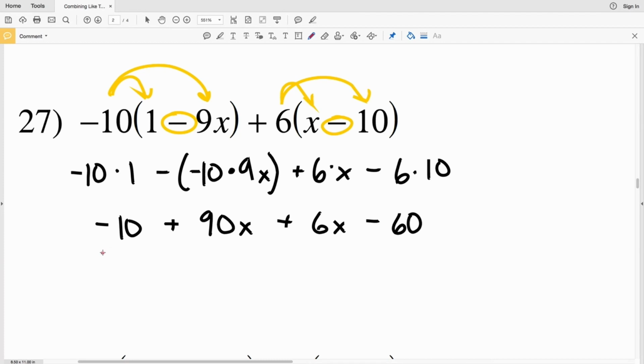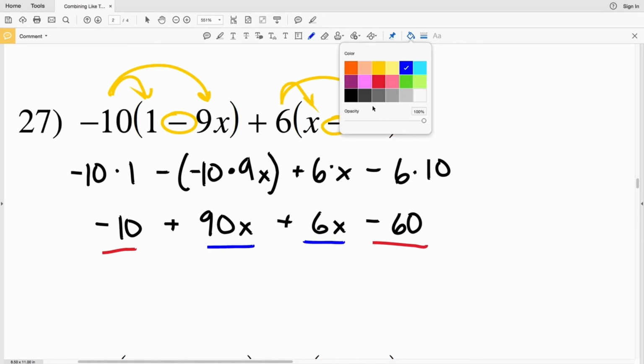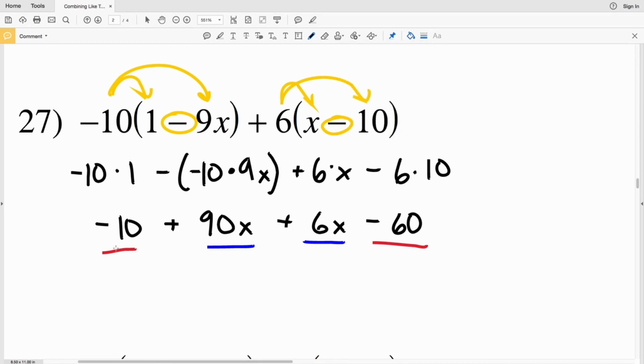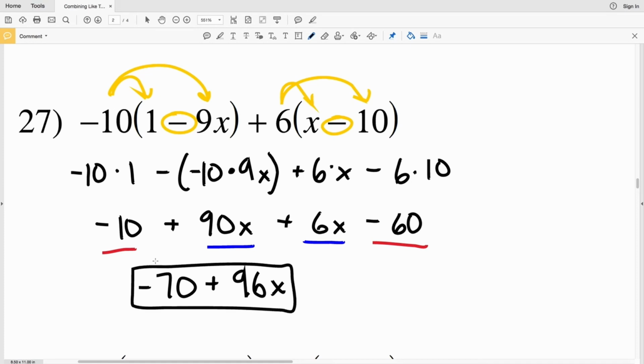Combining like terms, we can combine the negative 10 and subtract 60 from that. And we can combine this 90x and 6x. So negative 10, subtracting 60 from that, we're going to go further into the negatives, and that will give us negative 70 plus 90x plus 6x is 96x. So the answer to number 27 is negative 70 plus 96x.